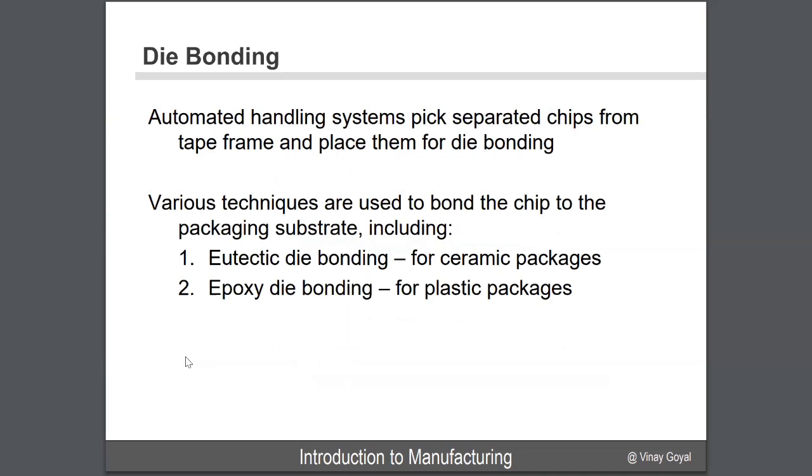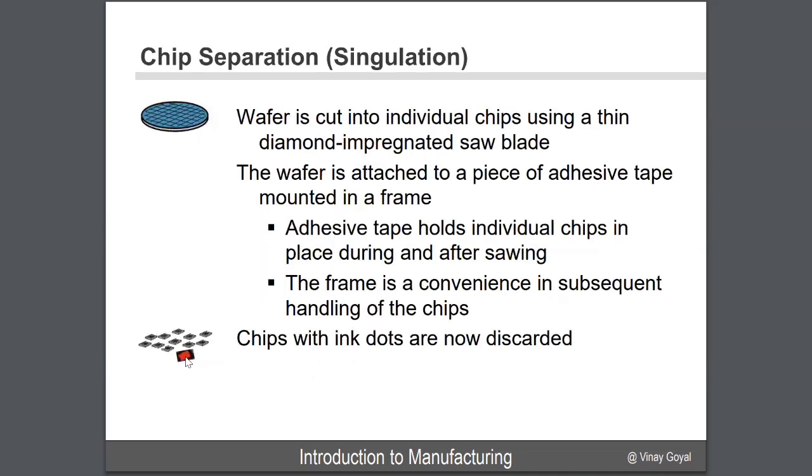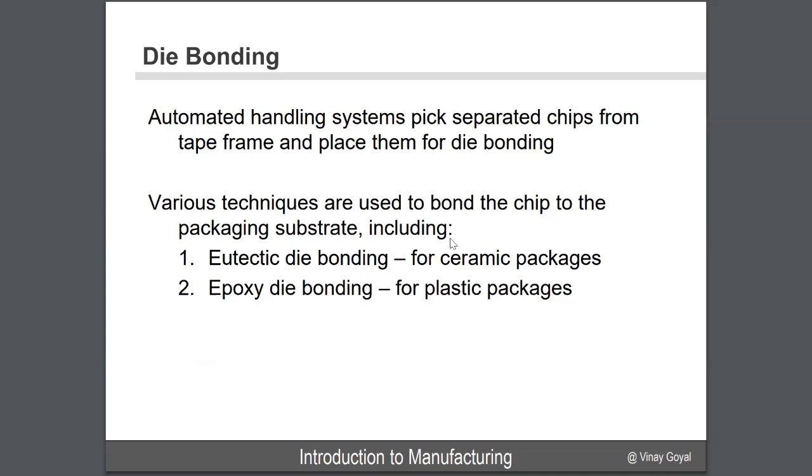So these are automated handling systems that allow you to pick the separated chips from the tape frame. So I'm going to remove them from the tape frame that we talked about, right? We were using this tape to keep all the individual chips in place during and after the sawing. I'm doing it so I don't lose them. So I'll separate them from the tape and place them for die bonding. There are two approaches that people use for die bonding. If it's ceramic packages, we use eutectic die bonding, and if it's for plastic packages, epoxy die bonding.